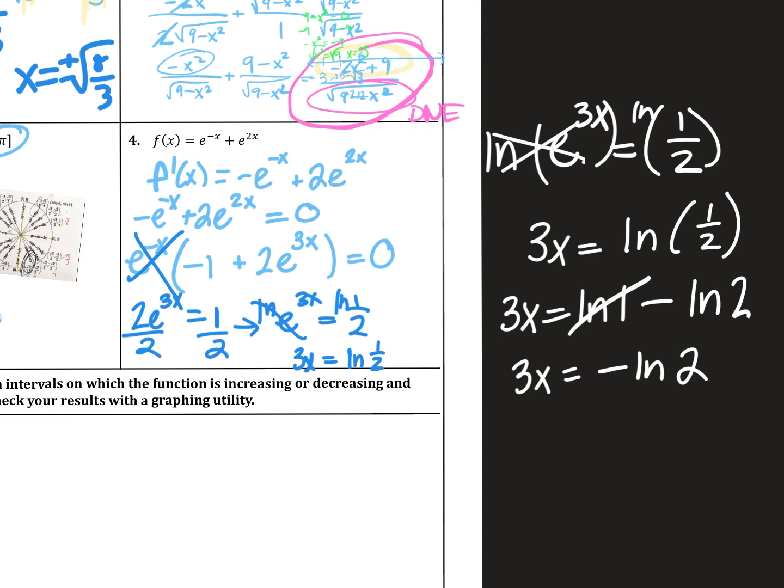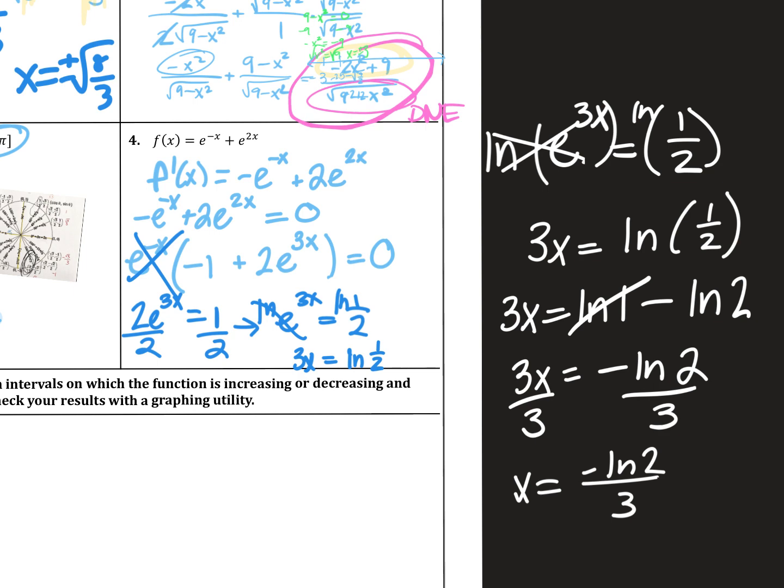Divide by 3. x equals negative ln 2 over 3. Now plug that in a calculator and get a decimal. But that's your one critical number. You can plug in ln in your calculator, there's an ln button. So we only have one critical number, and you can have just one critical number.